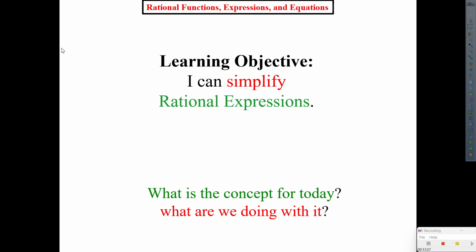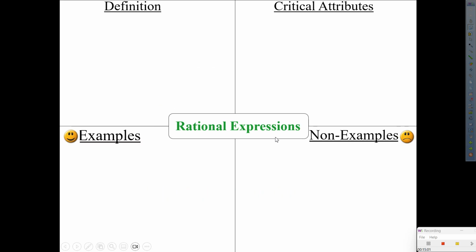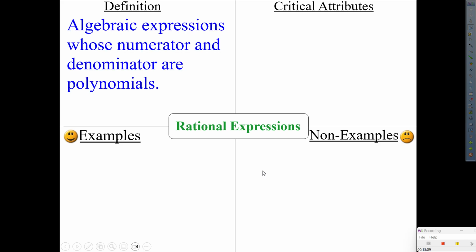All right, rational expressions. Y'all ready? Write that in your Frayer model, please. Rational expressions. What are they, Mr. Q? Well, rational expressions are algebraic expressions whose numerator and denominator are polynomials. Rational expressions are algebraic expressions whose numerator and denominator are polynomials.